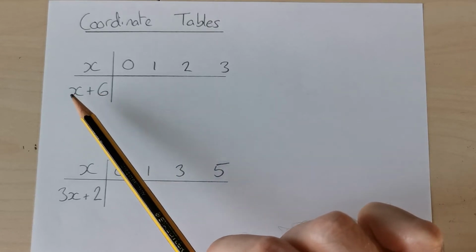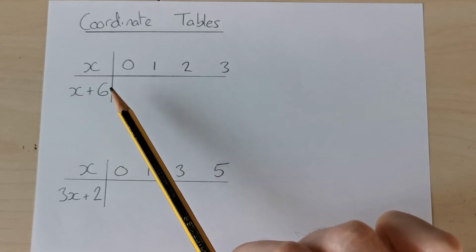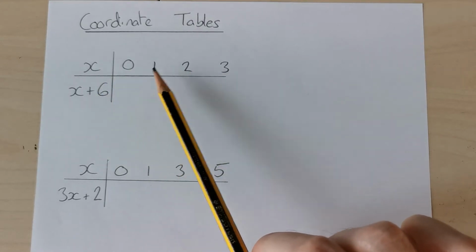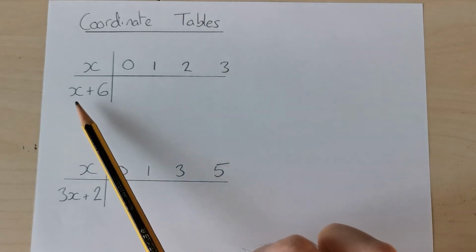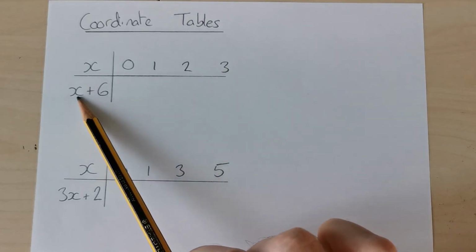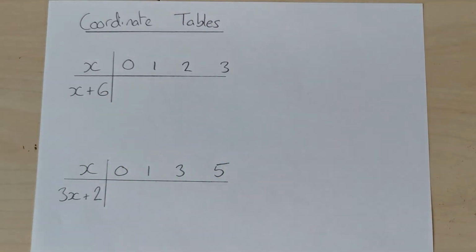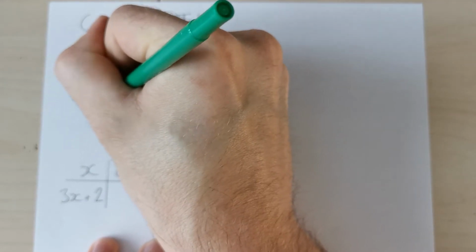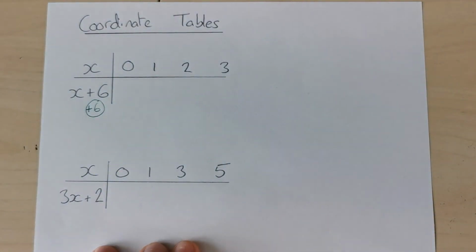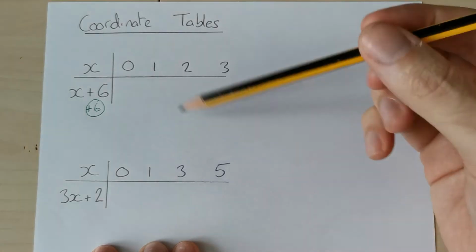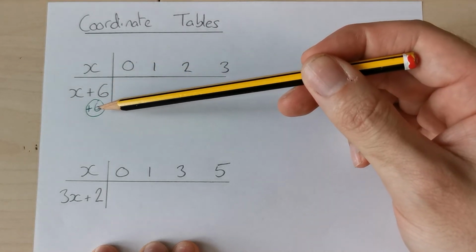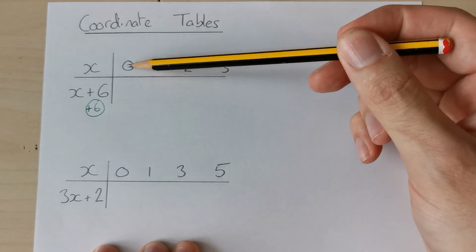So the instructions say x plus 6. So what this means is we have to look at each of these numbers for x, so 0, 1, 2, 3. And our rule tells us that we have to take all these values of x and add 6 to them. So our rule for this second row is to add 6. So if we have a look at the first value of x, so our first value of x is 0. Using our rule of add 6, we need to add 6 to 0.